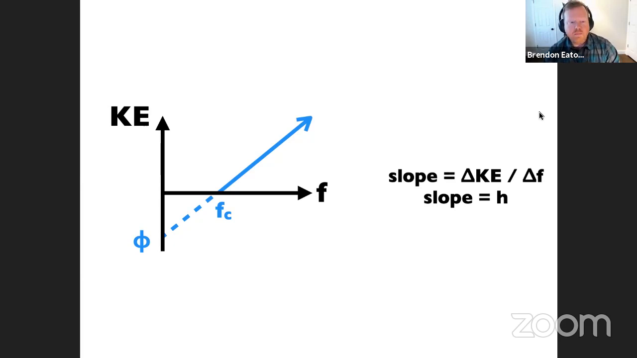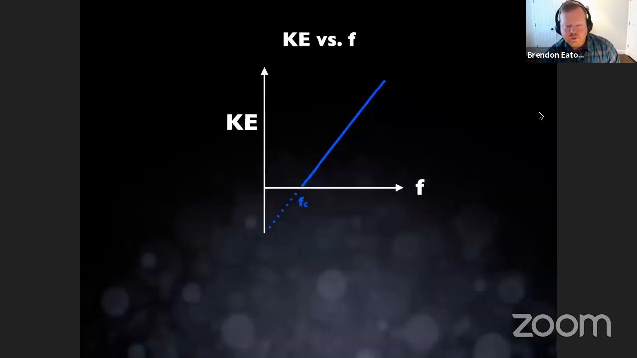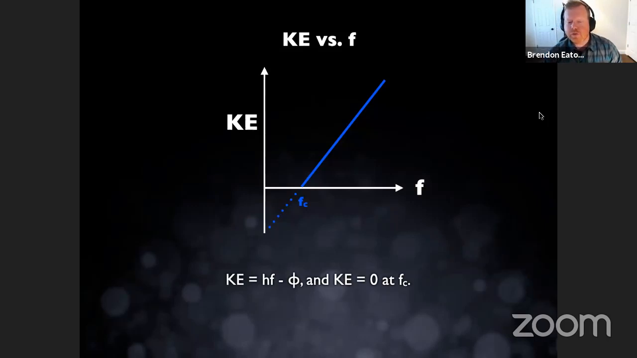All right, and moving on. So we knew from earlier that kinetic energy is equal to hf minus the work function. And if kinetic energy is 0 at the cutoff frequency, remember, you can't go into negative kinetic energy, so that's where you hit 0 kinetic energy. The cutoff frequency is just equal to phi over Planck's constant.